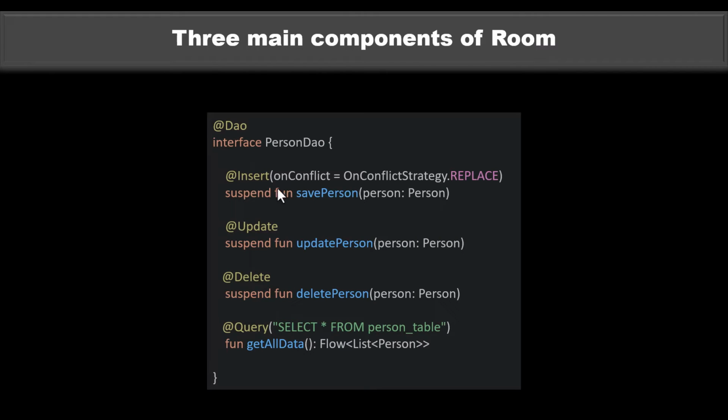So the example of DAO class is this. You can see if you want to save the data, we have the insert annotation. If you want to update the data, we have the update annotation. Similarly for delete, and if you want to query something, we can annotate the query and we can write the query.